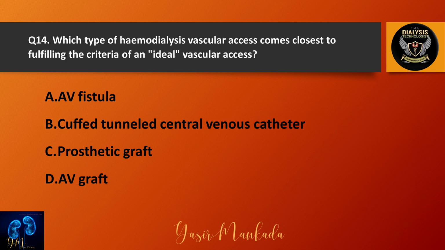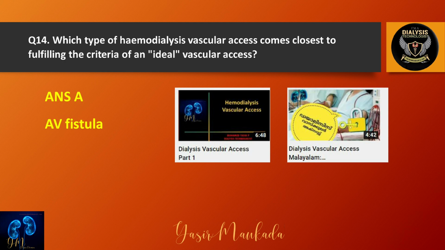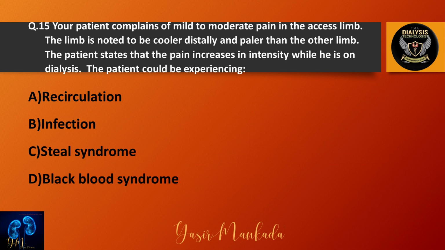Next question is, which type of hemodialysis vascular access comes closest to fulfill the criteria of an ideal vascular access? Option A, AV fistula; option B, cuff tunneled central venous catheter; option C, prosthetic graft; and option D, AV graft. The answer is option A, AV fistula. So please go through my vascular access videos for more details. Next question is, your patient complains of mild to moderate pain in the access limb.